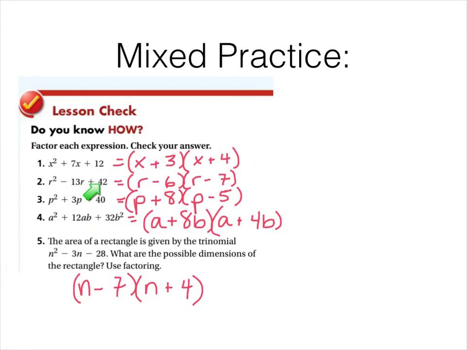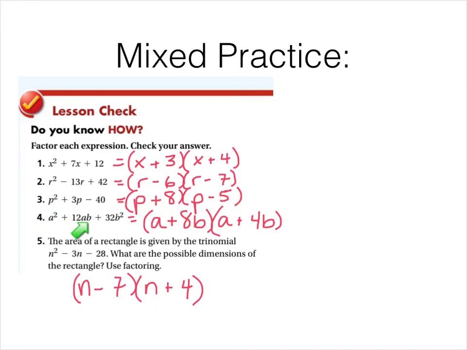Factors of positive 42 that add up to negative 13. Negative 6 and negative 7 multiply to give me 42. They add to give me negative 13. R minus 6, R minus 7. Factors of negative 40 that add up to 3. Positive 8, negative 5. P plus 8, P minus 5.